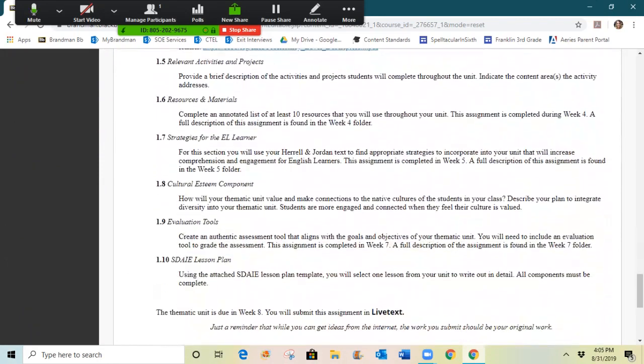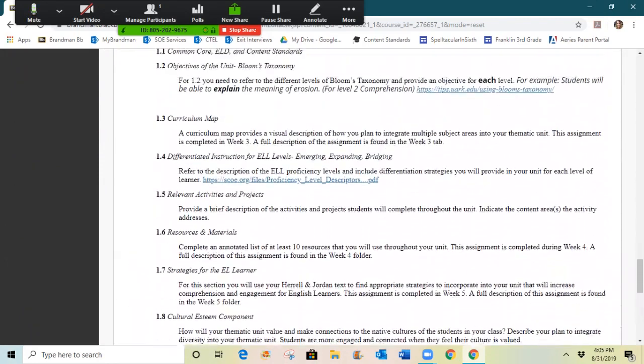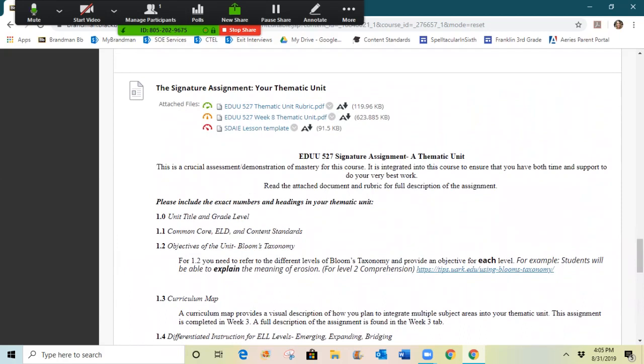You'll see here too that there is information about the thematic unit, which is your signature assignment. So I want to start our conversation with that. A thematic unit is an integrated unit. This can be done all the way from K to 12th grade. High school teachers, this is definitely applicable to you. Think about the subject you teach. You can definitely integrate other content areas with that.